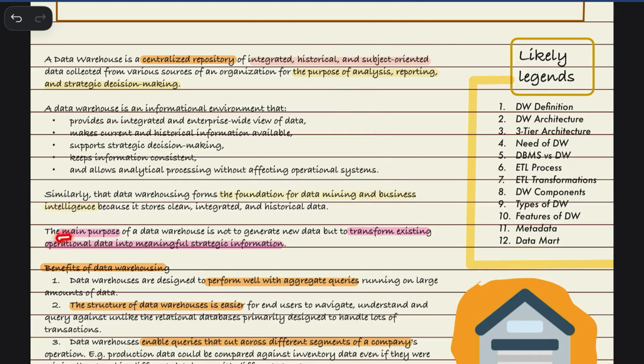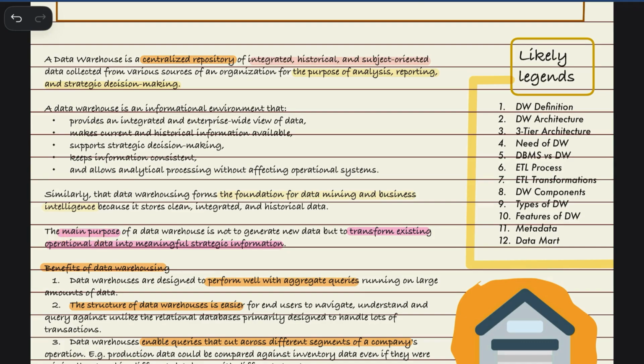Okay, so what is the main purpose of a data warehouse? The main purpose is to transform existing operational data into meaningful strategic information. So what we are doing when we are storing the historical data, we are not just keeping past records. We are doing trend analysis. We are finding out where the sale was, what the sale was, and how we can increase it. Basically, we are using it to create better business decisions. That is why it is the main purpose.